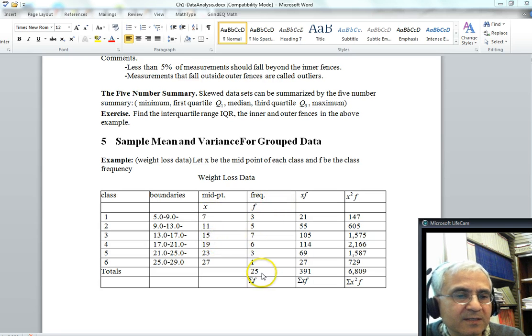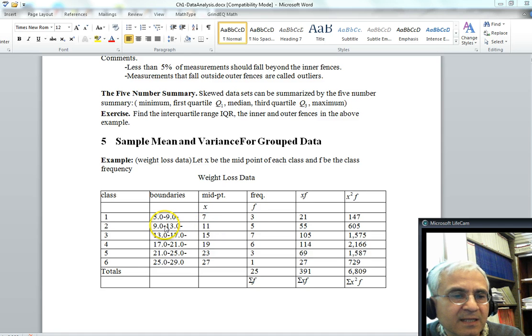Now we have the frequencies. What this means is, say, there are 3 measurements in this interval, but we're going to basically think of them as all falling at the midpoint. So if I multiply this times this, that gives me 21, which is the total of these measurements, or an estimate of that. Okay, so that's what xf is. So multiply this column with this column.